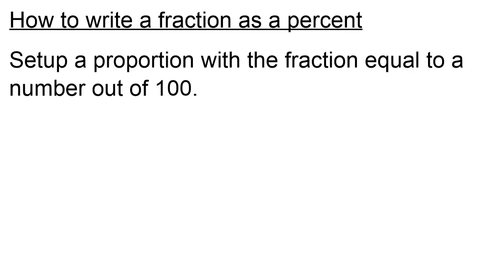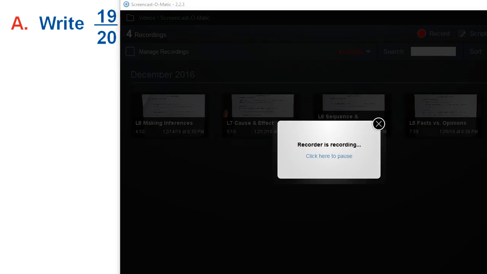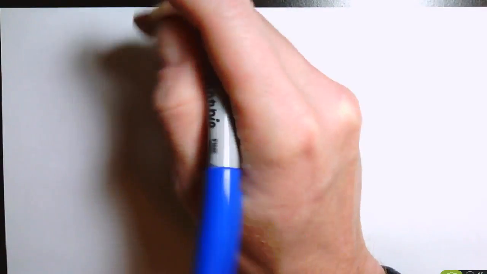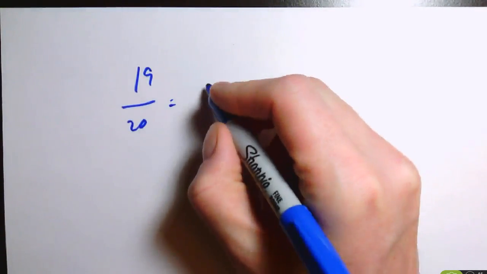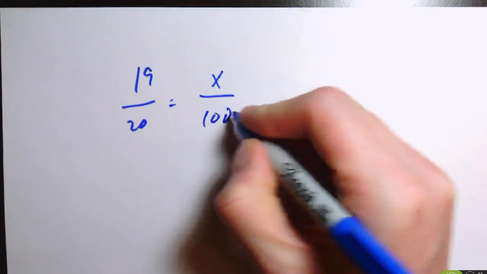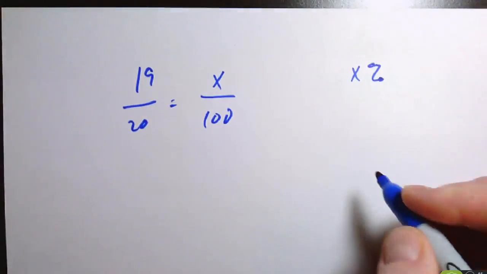So in order to write a fraction as a percent, we just set up a proportion with the fraction equal to a number out of 100. And that's it. For instance, 19 over 20 as a percent. Some of you may know these off the top of your head, which is great, but let's say we don't have these memorized. How do we go about it? I'm saying 19 out of 20 equals some number out of 100, and that x is going to be our percent, x percent.